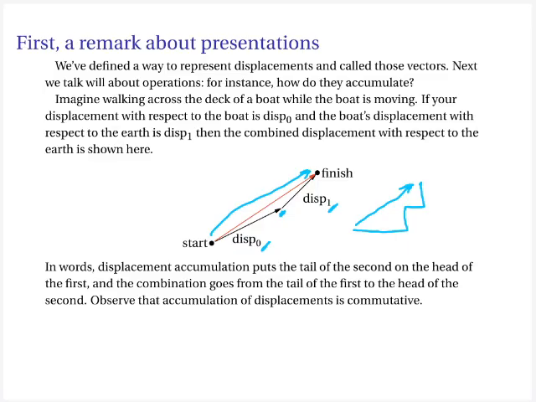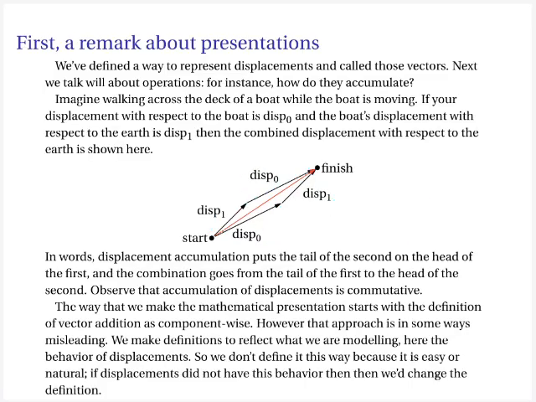Okay? I'm going to observe that accumulation of displacements is commutative, because just draw the picture of doing the boat first and then your motion. If you'd done the accounting for the boat first and then accounted for your motion, you would of course end up in the same spot. So accumulation of displacements is commutative.